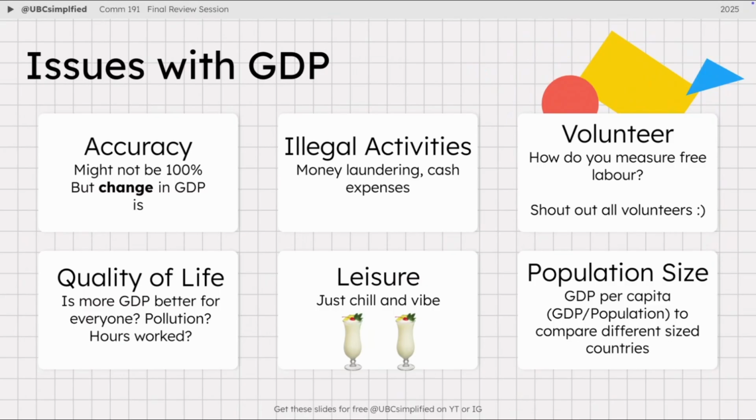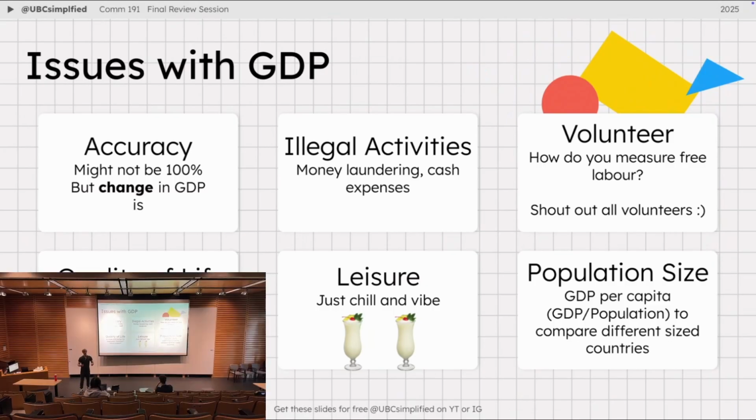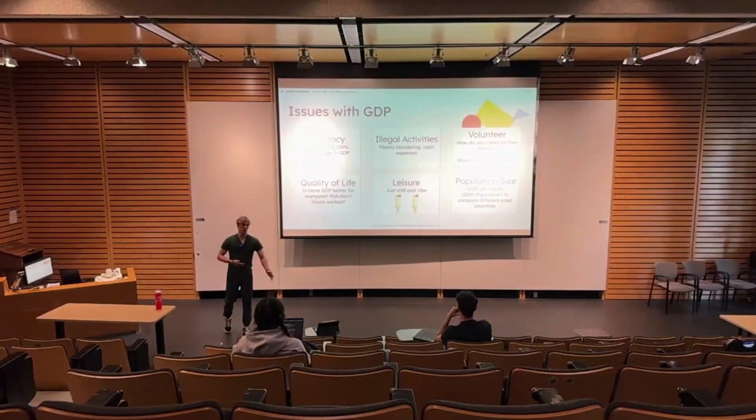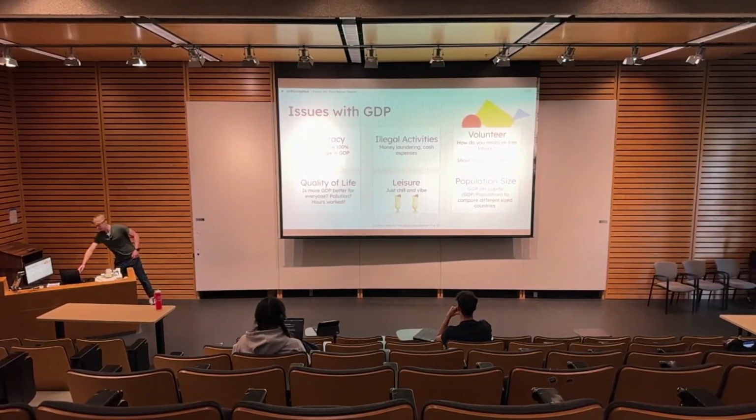And the last thing is population size, right? So if you're a country with 10 people, they're not going to have that much GDP. If you're a country with 1 billion people, they're going to have a lot. So you can divide GDP by population size, and that gives you GDP per capita, and that's a better comparison between countries with different populations of how much they're producing based on their population.